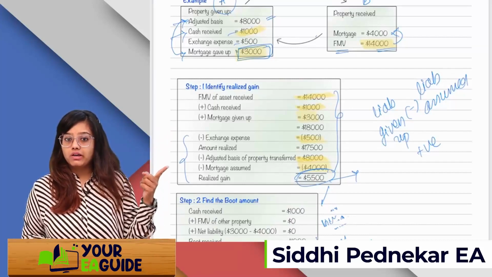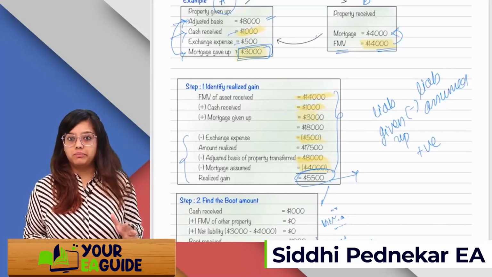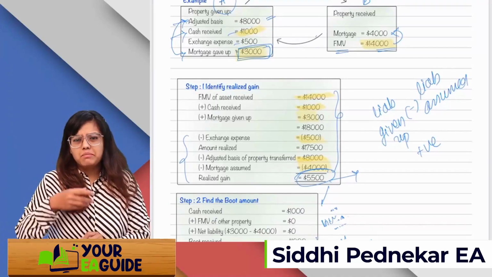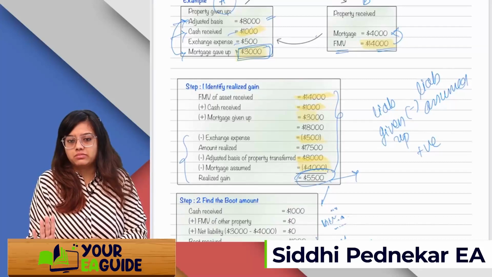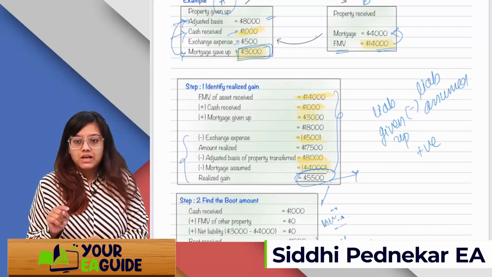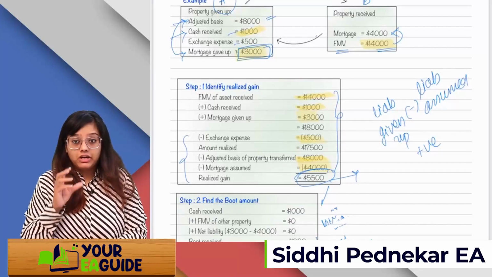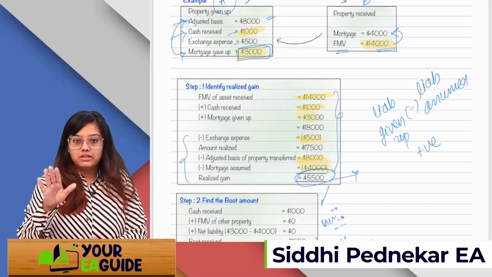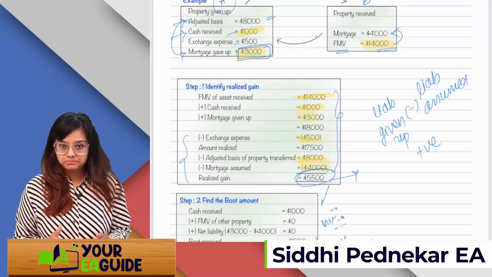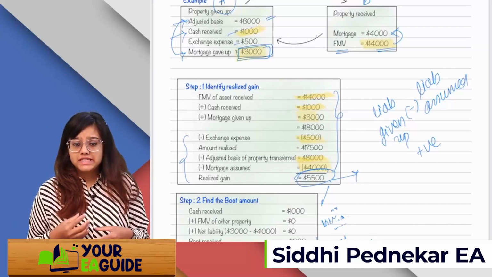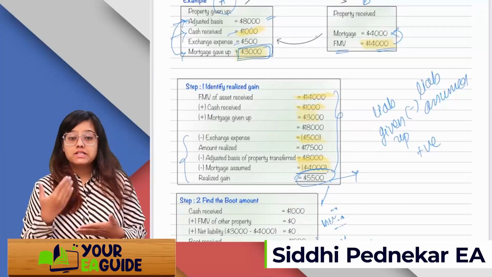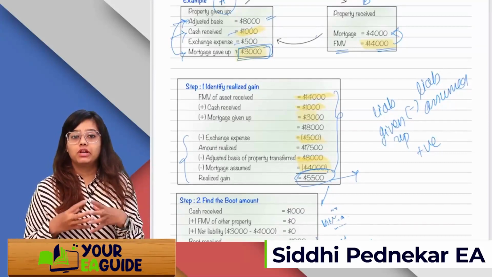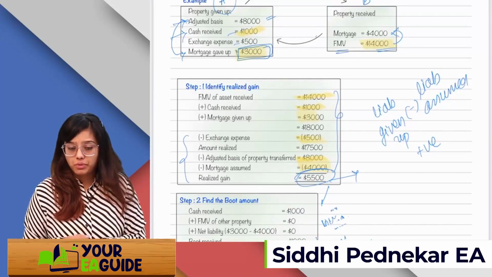You will reduce whatever things you have exchanged or given up. You have given up some other property, so take the adjusted basis of the property. Just remember a simple sales transaction: selling price minus cost. But here the selling price will not be there. We will take the FMV of the property which you are receiving, and whatever you are giving up, take the adjusted basis of that property. So FMV of the asset received plus cash received plus mortgage given up. This is your amount. You'll reduce the adjusted basis of the property which you have given up.